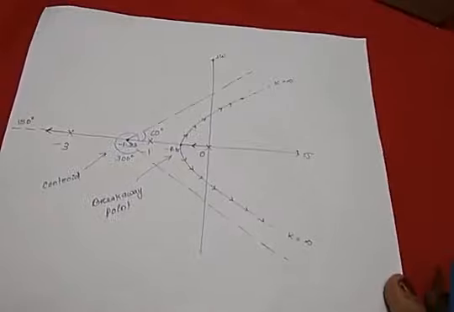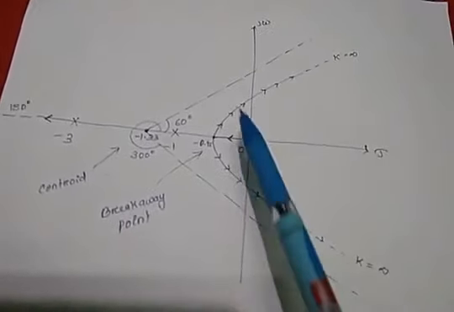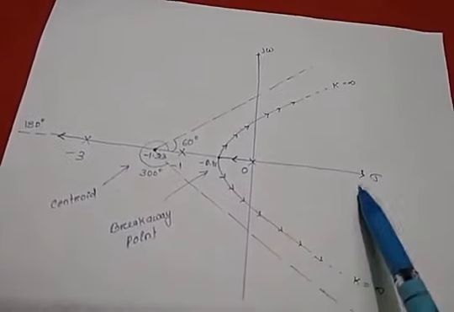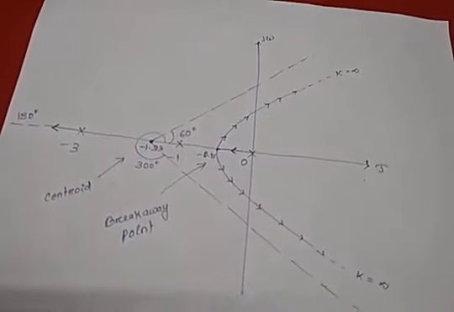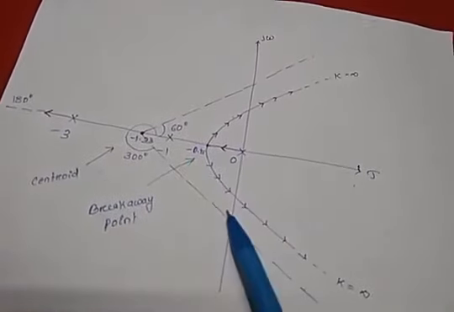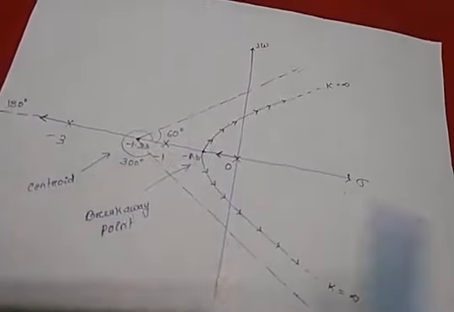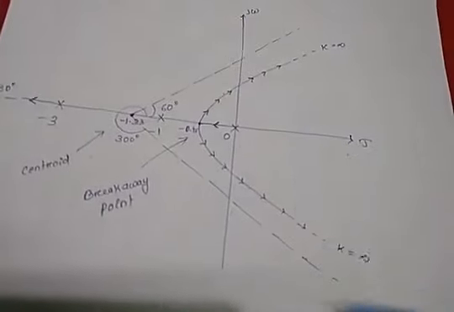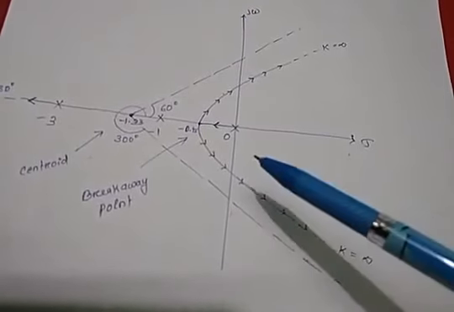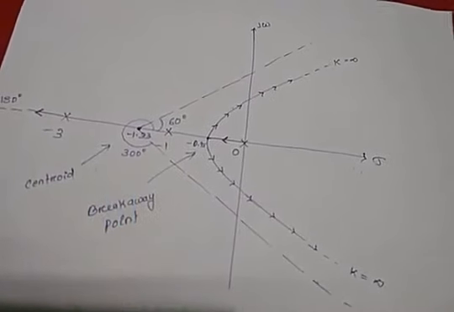Now we will plot taking the values we found. Okay, first we draw the S-plane. This is our real axis and this is our imaginary axis. Now we have three poles, that is 0, minus 1 and minus 3. Next we find the value of centroid, that came minus 1.33.